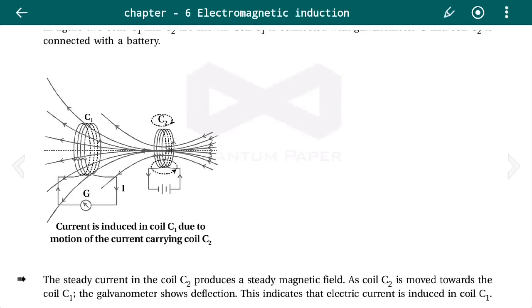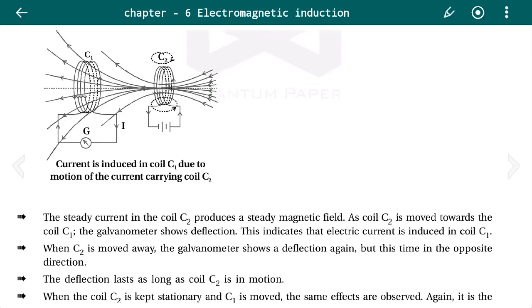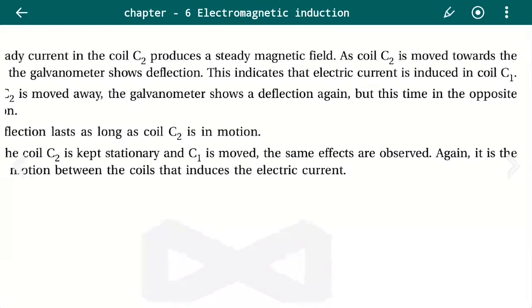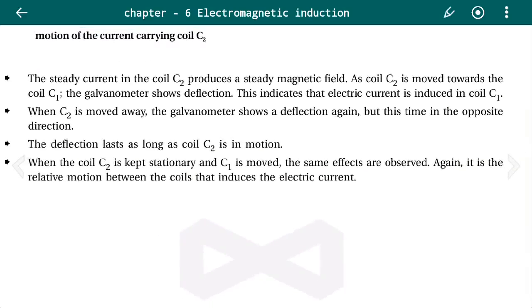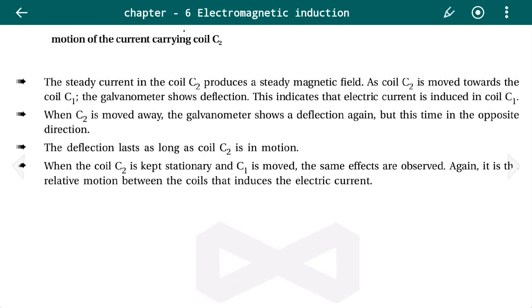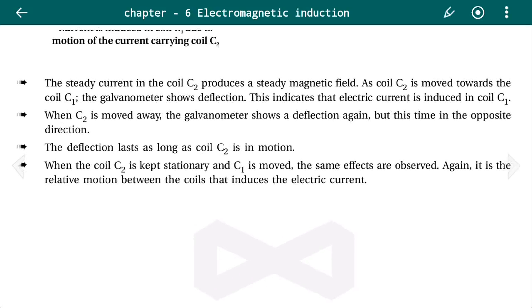So in both these experiments, what we have seen is that when we change the magnetic field, these varying magnetic fields induce current in the coil. When coil C2 is kept stationary and C1 is moved, the same effects are observed. Again, it is the relative motion between the coils that induces the electric current.